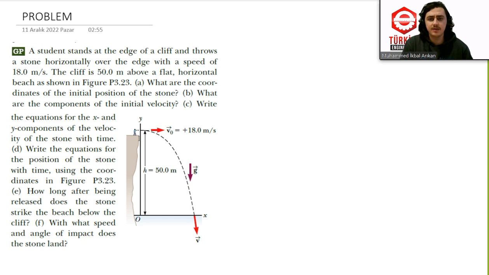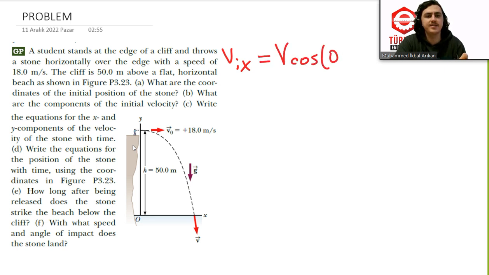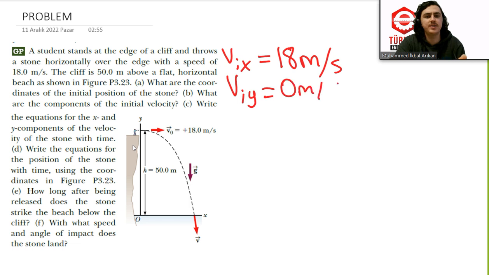We have a student here standing on the edge of a cliff and throwing a stone horizontally. So the initial velocity in x will be just this one, because we have cosine theta, and theta is 0. So the initial velocity in x will be just 18 meters per second. What about y? The initial velocity in y will be equal to 0 meters per second because it is just horizontally thrown. It's asking about the coordinates of the initial position.